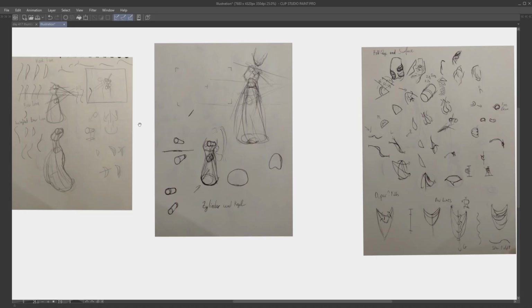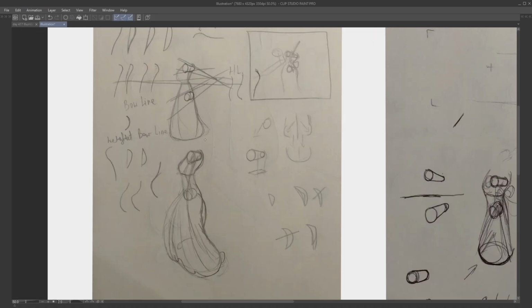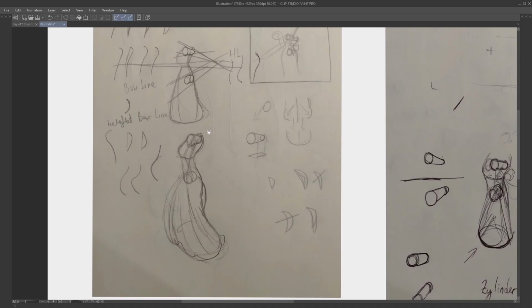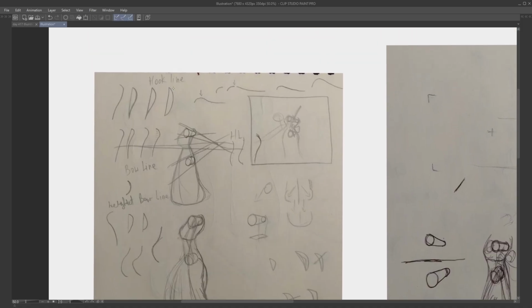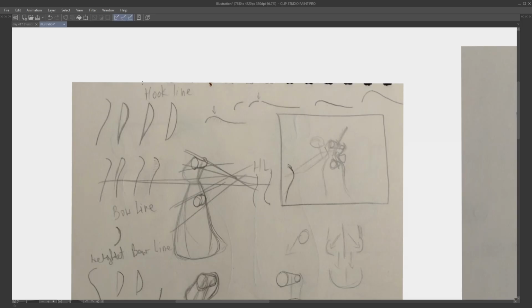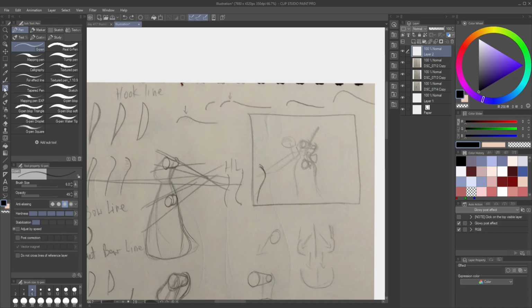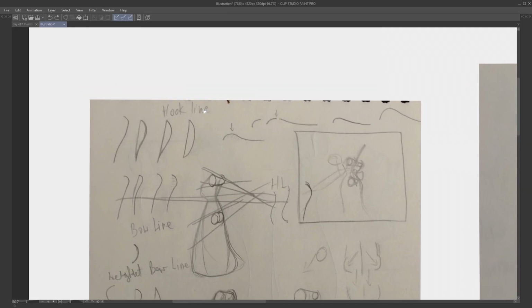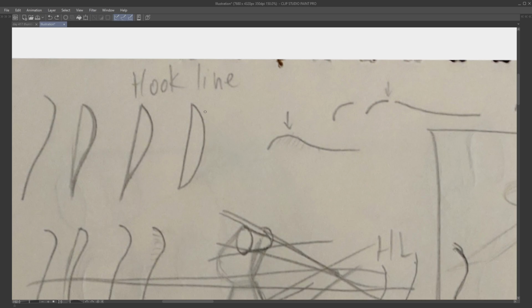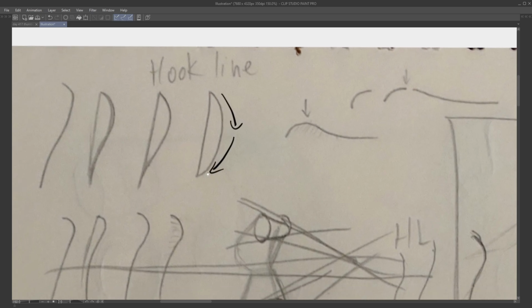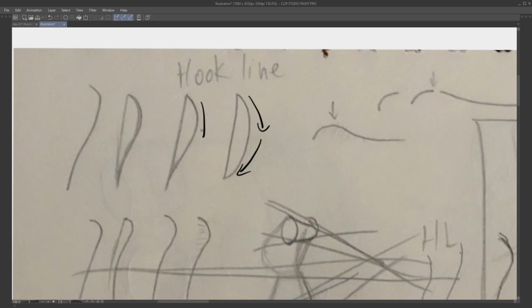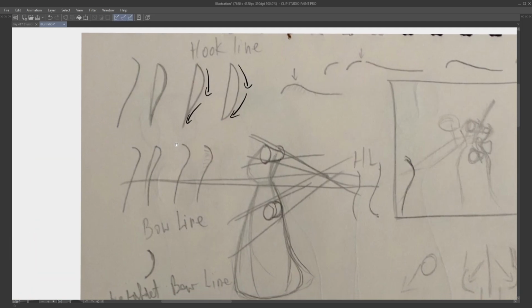The idea is the classification of the folds and the folds itself. But let's start with the first paper. We have the implementation of the hook line, as I would call it. It is basically a line that changes its direction, where a normal bow line would be just going like this. A hook line does change direction from the other point.